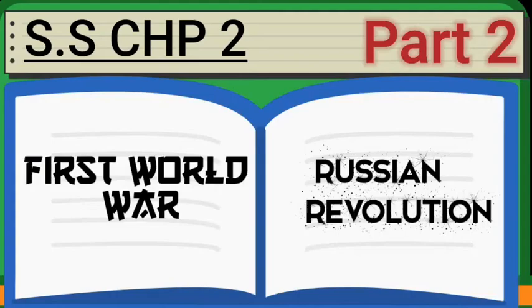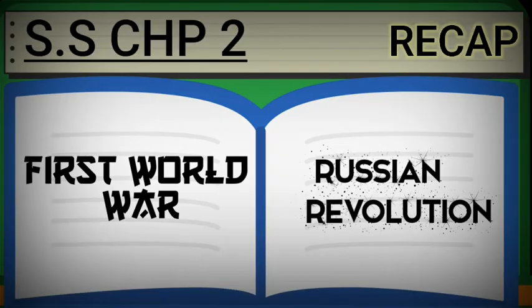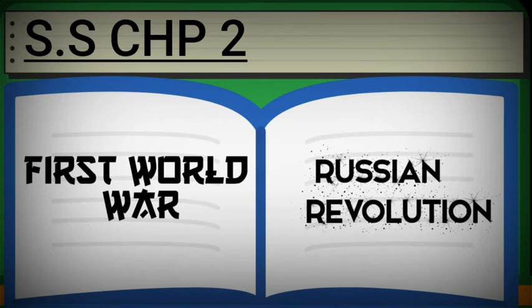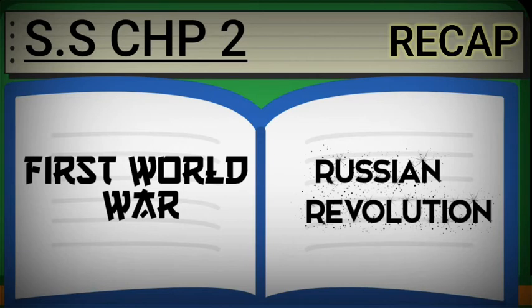This session is to continue the second chapter of your social science textbook. The chapter name is First World War and Russian Revolution. In the previous class, we have learned that almost all the European countries got into a competition to establish their colonies in Europe, Asia, and Africa.